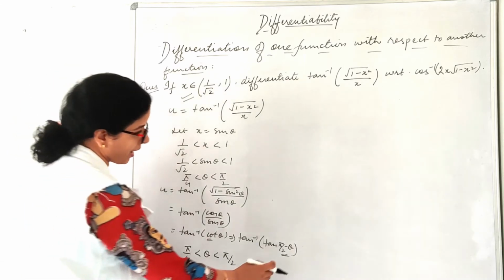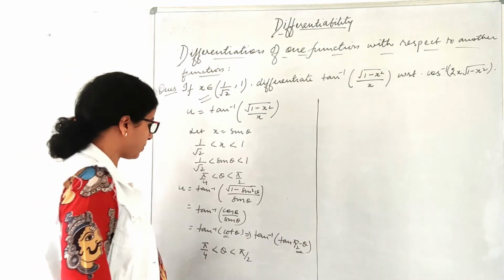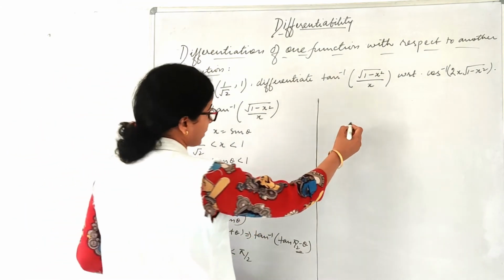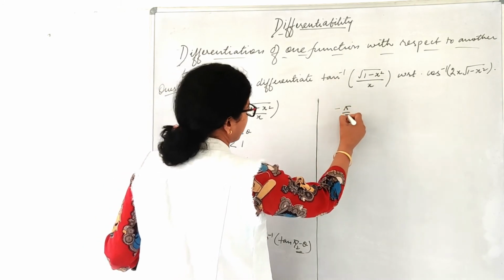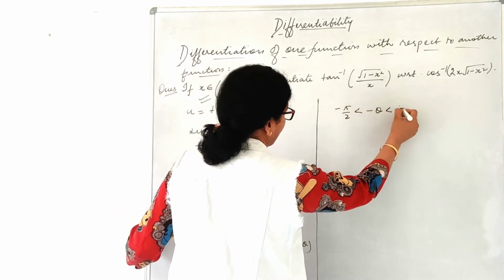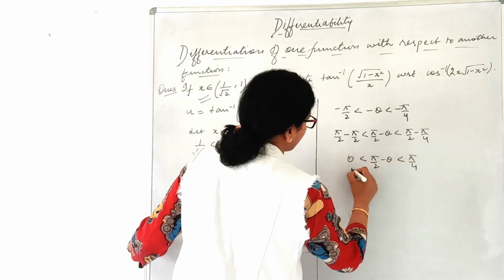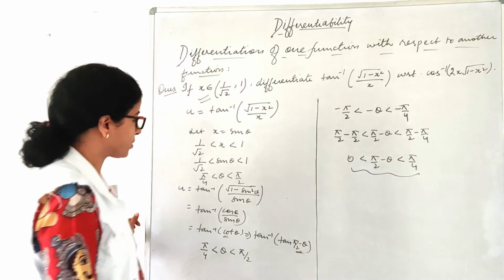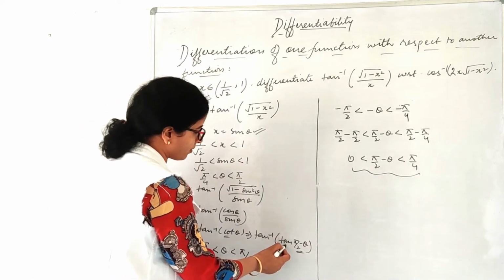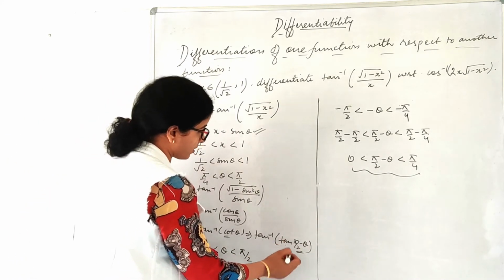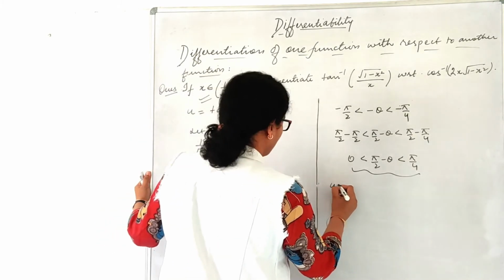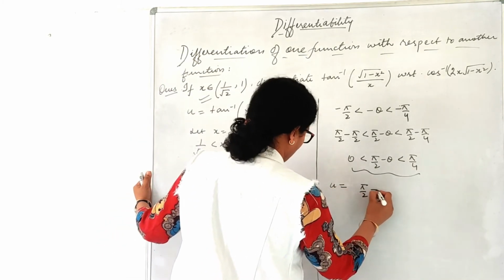Now next I have to check this angle. So multiply throughout by minus. So what I will get, minus pi by 2 less than minus theta less than minus pi by 4, right? Add pi by 2 throughout. So I am getting, right? So which is the principal range of tan inverse? So now tan inverse of tan will be equal to pi by 2 minus theta. So it means my u will become pi by 2 minus theta.